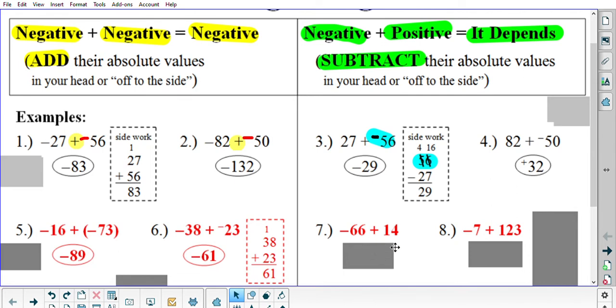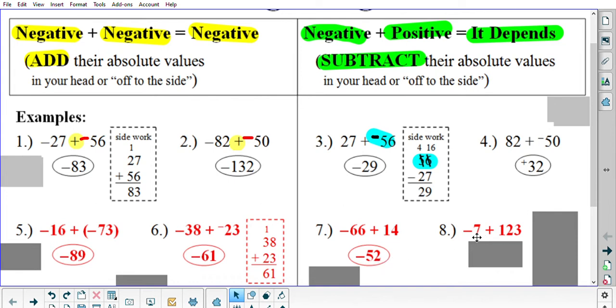6 take away 4 would be 2, right? 60 take away 10, or 6 minus 1 would be 5, making this 52. Should the answer be positive or should it be negative? If we were in class, I'd have you quickly discuss it with your partner, but we're not in class. You're watching this video instead. So who has the bigger absolute value? Who would win? It would be the negative guy. The negative 66 has the bigger absolute value. He wins. Therefore, the result is negative 52.